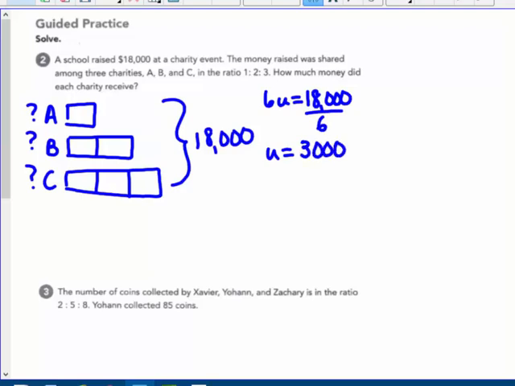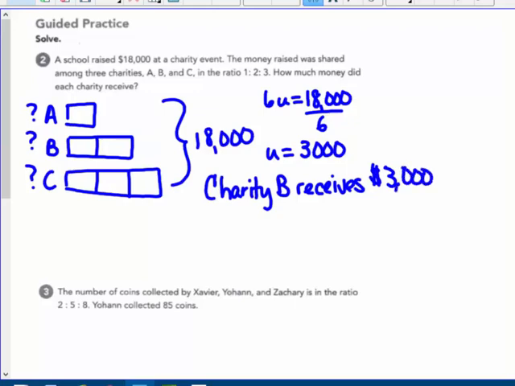So charity B receives $3,000. And not 3,000. That's A receives 3,000. B receives 6,000. Let me change this. A is the one. So A receives 3,000.